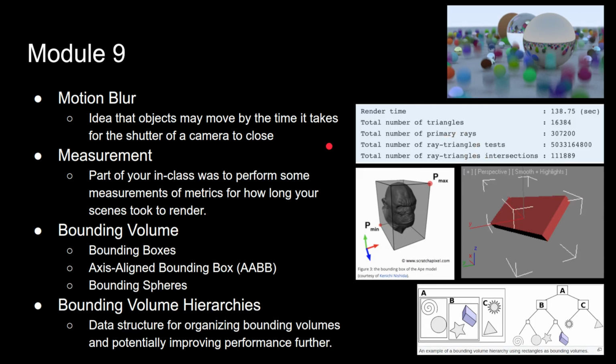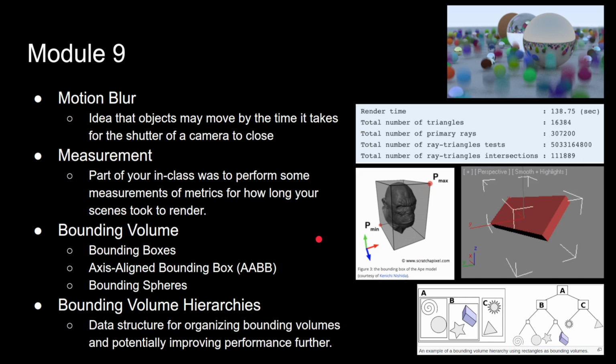Okay, then module 9, we jumped back into two topics, revisiting image quality and talking about motion blur, because it's a relatively easy thing to implement by being able to move these objects, and then when we're sampling, as they're moving, they're going to blur anything that's not stationary, so you can get this cool motion blur effect here. Then we started doing a little bit of measurement.